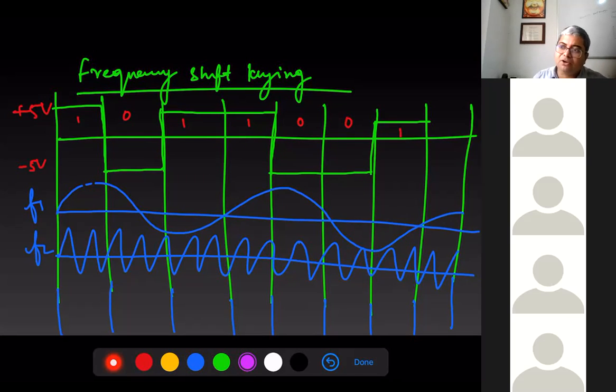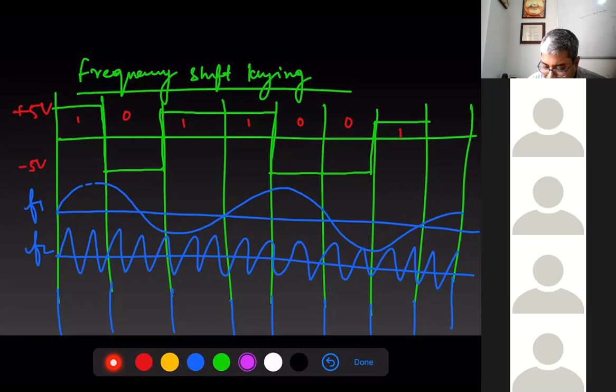Now आप decide करो, 1 को तुम low frequency से represent करोगे या high frequency से represent करोगे? I will do according to that. 1 high, 0 low, sir. 1 high, 0 low. Okay, fine.